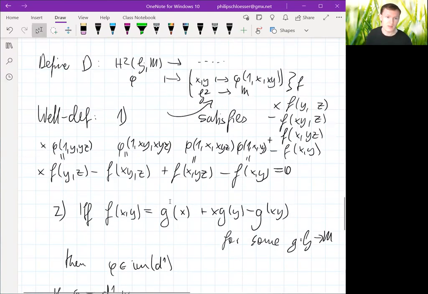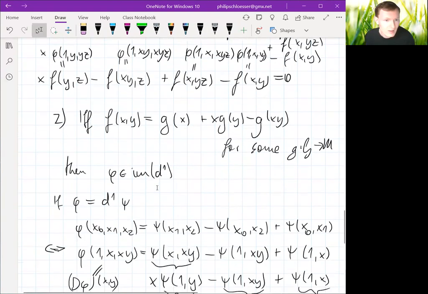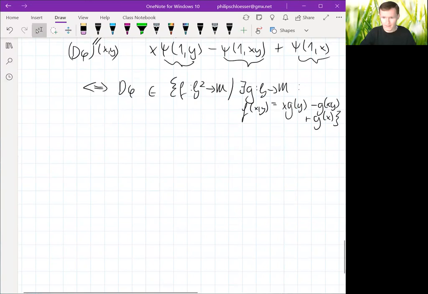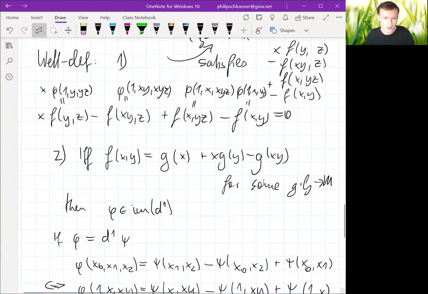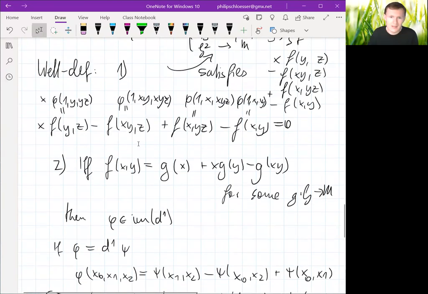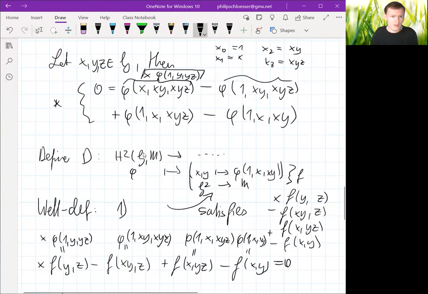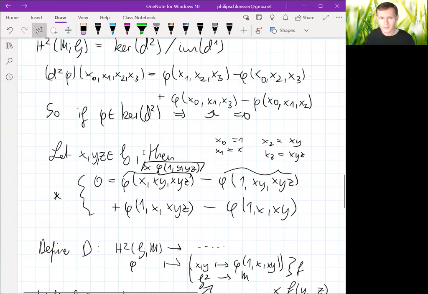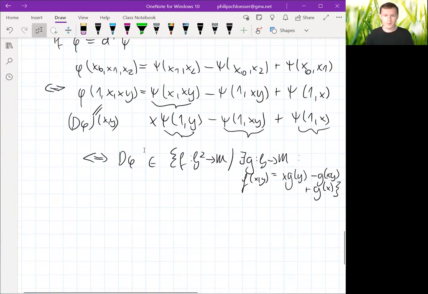And I guess for surjectivity, we have to essentially show that this thing up here is an equivalence, but I guess that is pretty obvious. Because again, any map that satisfies those conditions can be homogenized again, and then we get exactly a map that lies in the kernel of D2. So I guess that marks the end of part 1, or step 1.